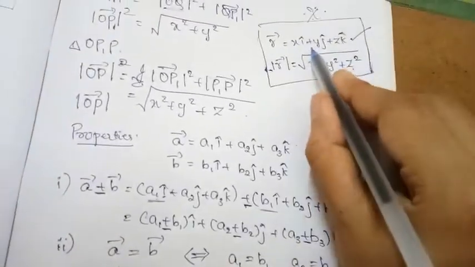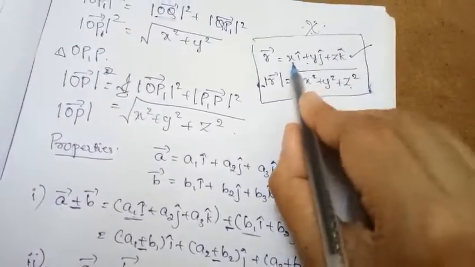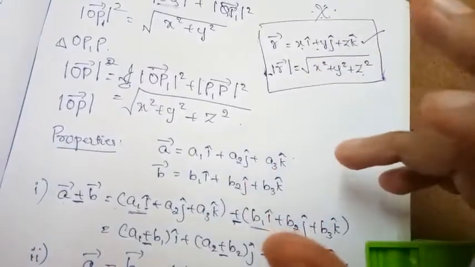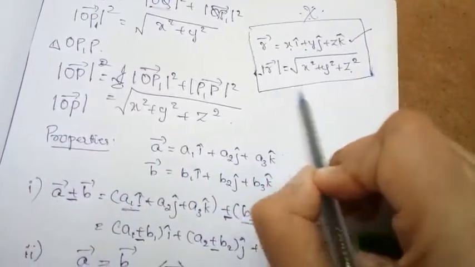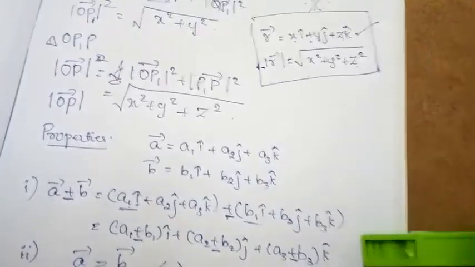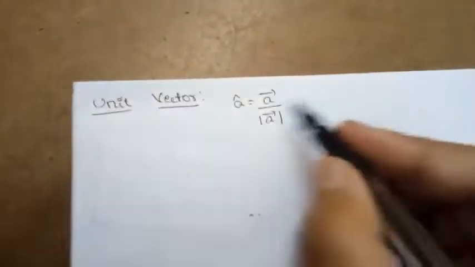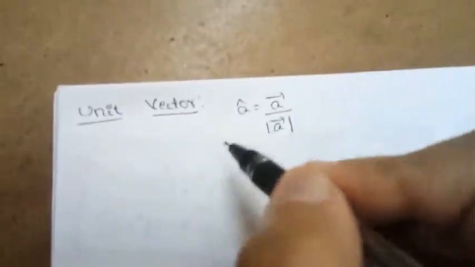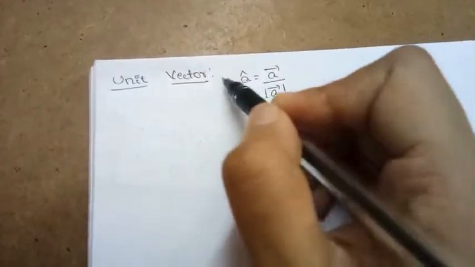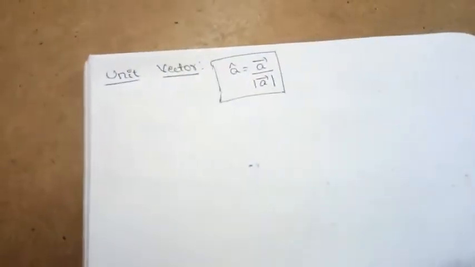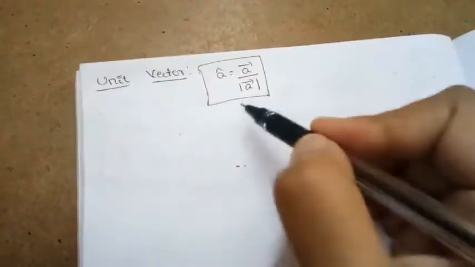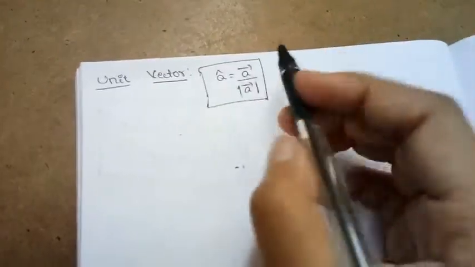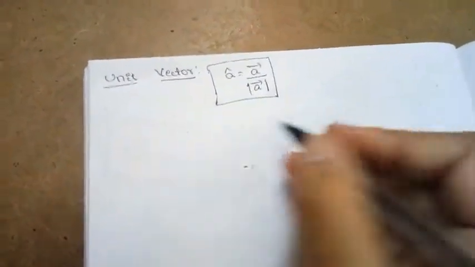So remember, again I am saying, the component of a vector is represented as x i cap plus y j cap plus z k cap, and the magnitude of that vector is always the square root of x square plus y square plus z square. The unit vector is the thing which I mentioned in the beginning itself. So if they have given any vector, we are going to find the unit vector with the formula A cap is equal to vector A divided by the magnitude of the vector A.